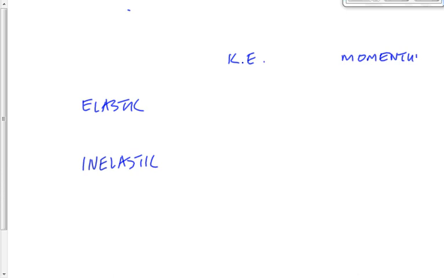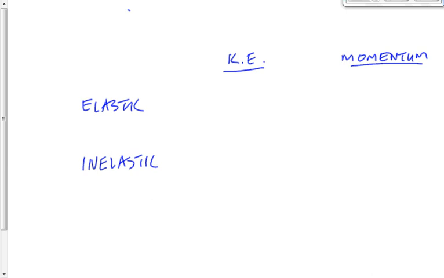We're going to make a little table here. The table is going to look like this. We've got elastic and inelastic collisions listed along the vertical axis there, and along the horizontal axis, we're going to put kinetic energy and momentum. We're going to put little check marks and X's here to refresh our memory on which ones are conserved and which ones aren't conserved in each of these types of collisions.